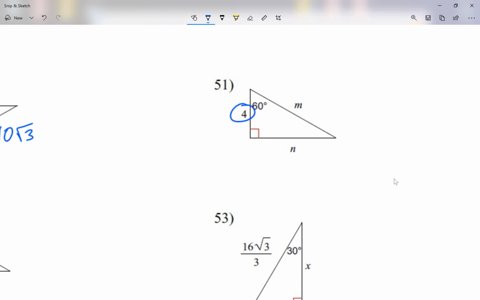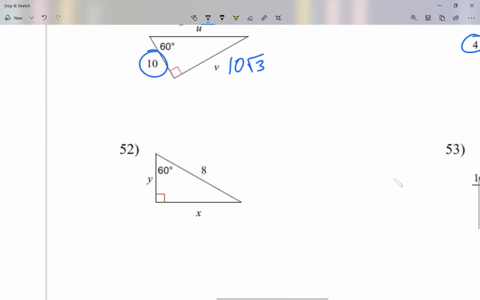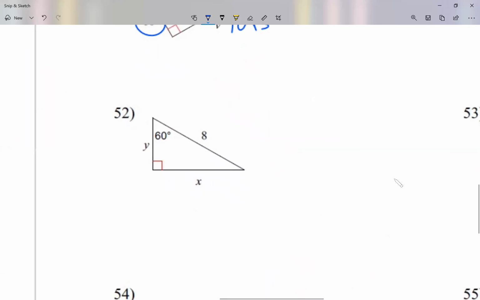If I'm solving for the hypotenuse, which is M, I'm just going to say it's 8, because remember, the small side times 2. If I'm solving for N, I'm going to go 4 times radical 3. A whole number and the radical cannot be combined, so it's just 4 radical 3. Not too bad. Now, let's take a look at number 52.